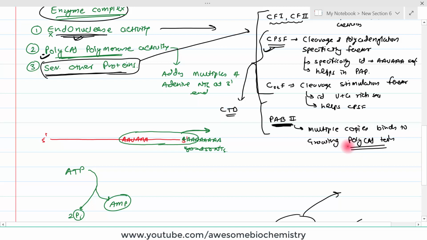So what is the role of this binding of this PAB2 to this growing poly A chain? Actually, this determines the final length of the poly A tail. So this is all about poly A tail formation and its usefulness in the eukaryotic mRNA.